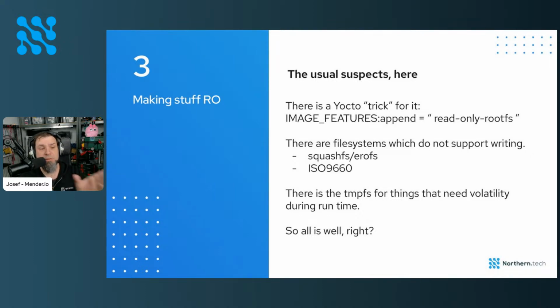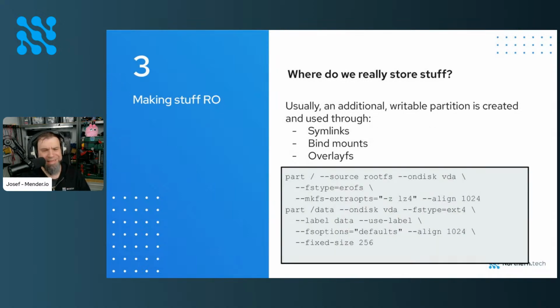As I said, stuff that is volatile, like system logs, goes to tmpfs, and then we're good, right? The system works again. The problem is that every non-trivial device actually still needs to store stuff somewhere. So where do you do it? You don't have a root file system which you can write to, so you need an additional partition.